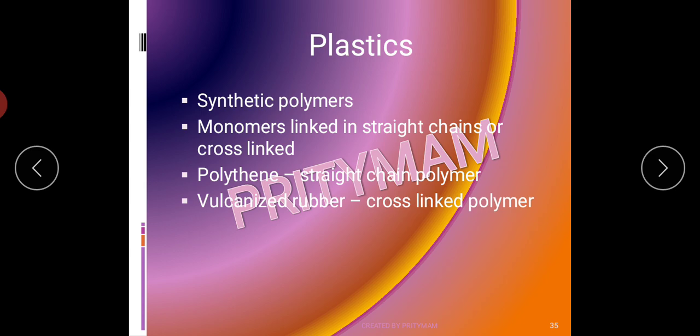Now plastics. Students, plastics are synthetic polymers. The monomers in plastic are either linked in straight chains, meaning they are without links between the chains, or they are cross-linked, meaning with links in between the chains to form a polymer. Polythene is an example of the straight chain polymer, while vulcanized rubber is the example of a cross-linked polymer.